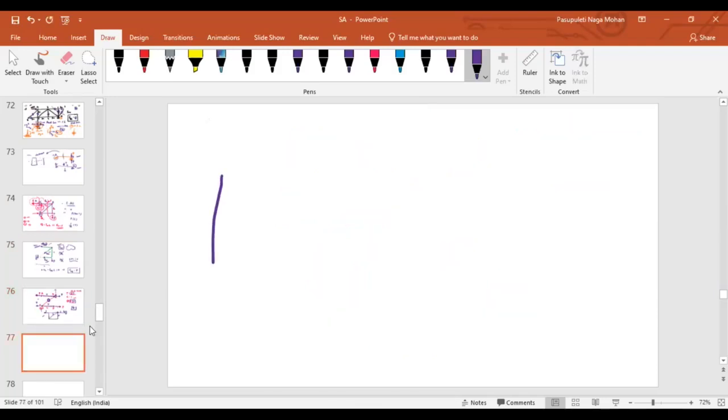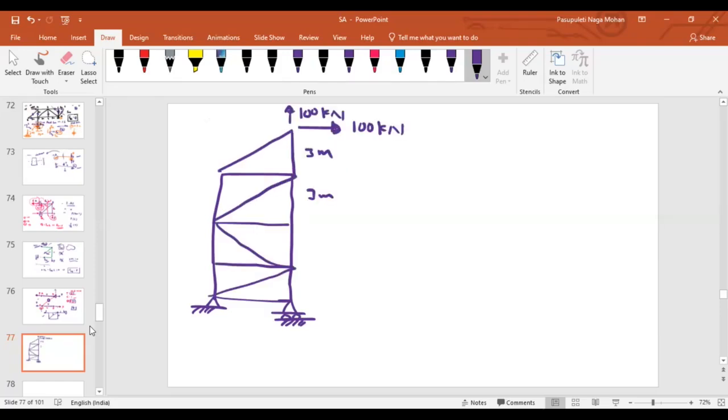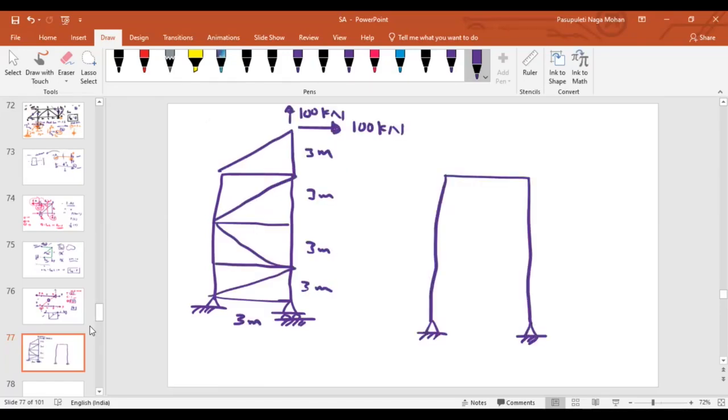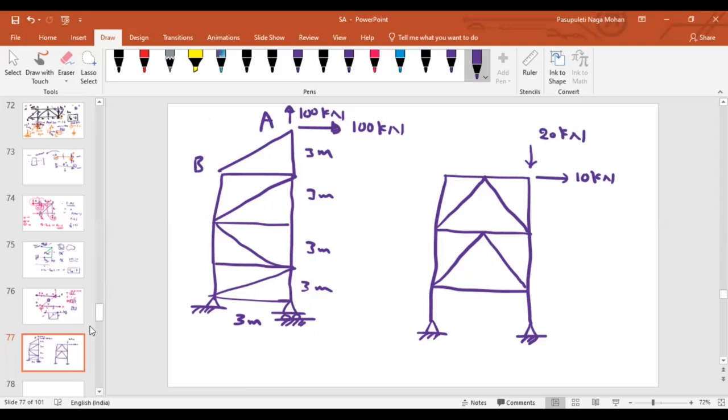Just a homework. Can you solve this question? We'll discuss this in tomorrow's class. These are 3 meters only everywhere. Just a second, guys. I am interested in only the force in member BD.